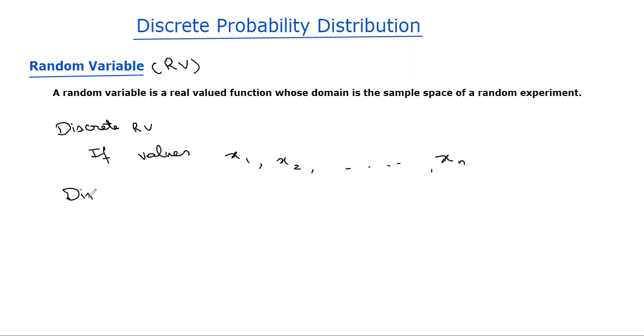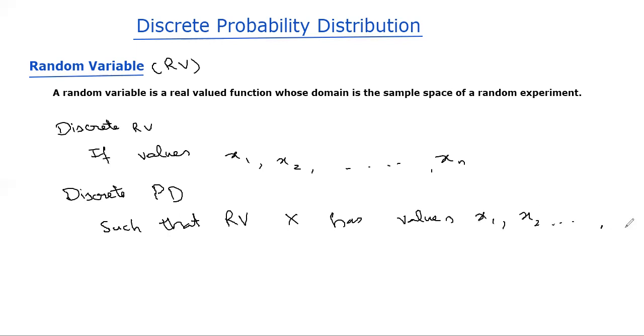While a discrete probability distribution, discrete PD, is one such that the random variable x has values only x1, x2 to xn, having probabilities say p1, p2 to pn. So such an experiment all in all becomes a discrete probability distribution.